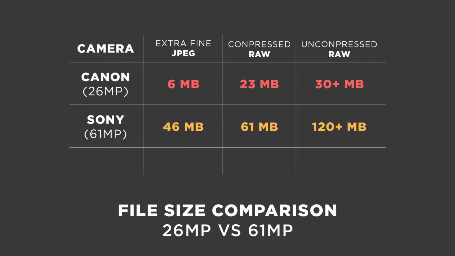So as you can see here, we've got uncompressed and compressed RAW compared with the Canon 6D Mark II, which shoots uncompressed RAW between 20 to 30 megabytes. You can see there is a massive jump up with the Sony, and it's almost 5 times larger, over 120 megabytes. Now this is going to affect your photography in 3 different aspects.